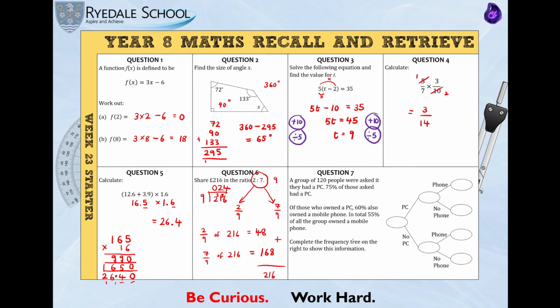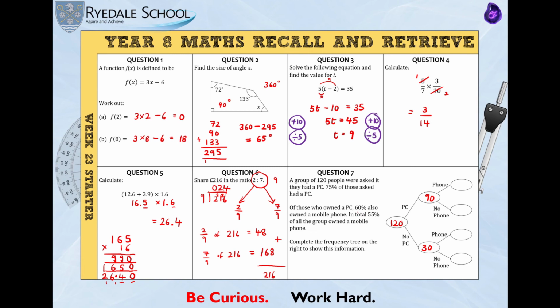And finally, question 7, as there is no question 8, we have a frequency tree. It says a group of 120 people were asked if they had a PC. 75% of those asked had a PC. So we start with the 120, and 75% of that, halve it again, is 30. So this is 90. No PC is 30.